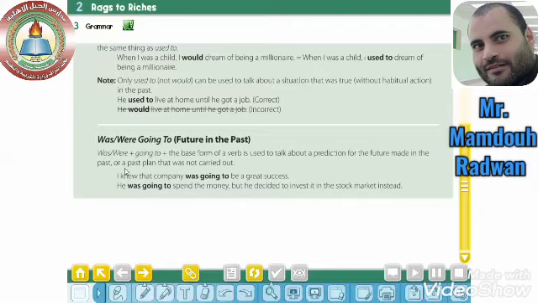Also, we can use this expression to talk about a past plan which was not carried out, which we didn't do. Like what? He was going to spend the money. He planned to do that, but he didn't do it. So he was going to spend the money, but he decided to invest in the stock market instead.